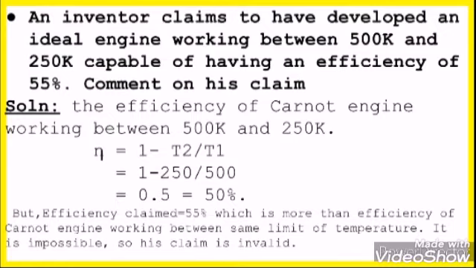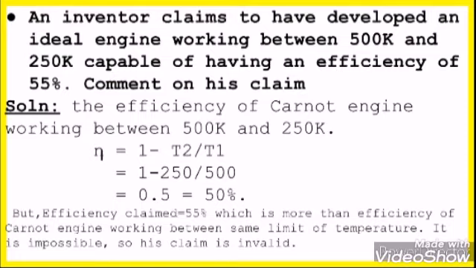By the data, we come to know that T2 is 250 Kelvin and T1 is 500 Kelvin, and we know the formula of efficiency of an ideal engine, that is eta is equals to 1 minus T2 by T1. By substituting the values of T2 and T1, we get efficiency.